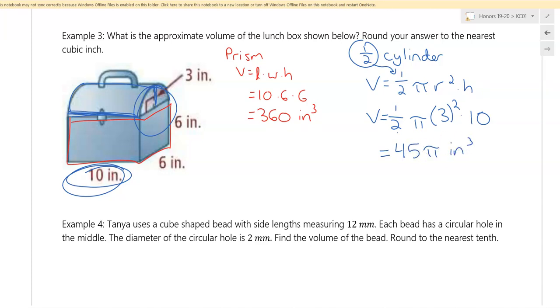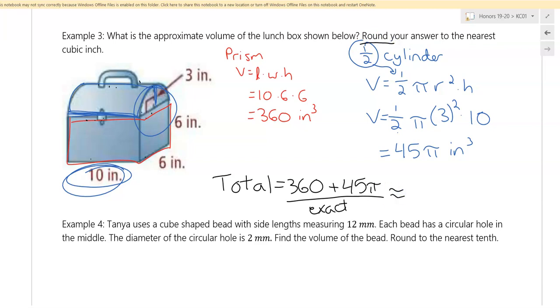Okay. So again, these two things are being stacked on top. It's this and then this on top. So we're adding them together. So I have 360 plus 45 pi. Again, this is our exact answer because we can't combine those. But again, we want to round to the nearest cubic inch.